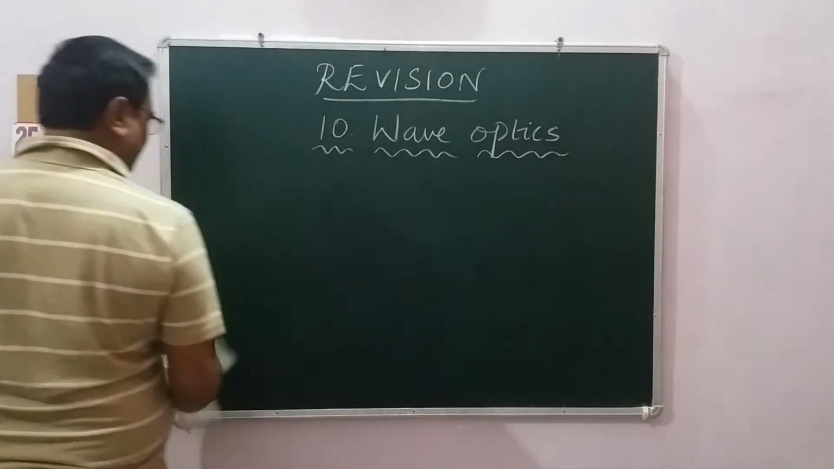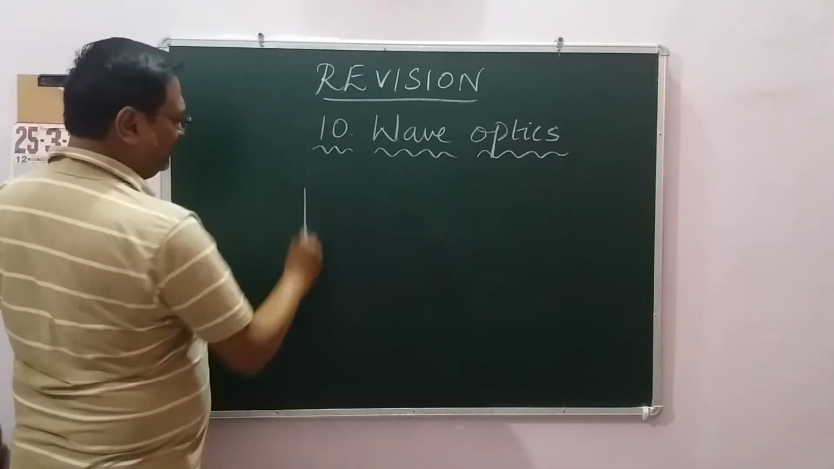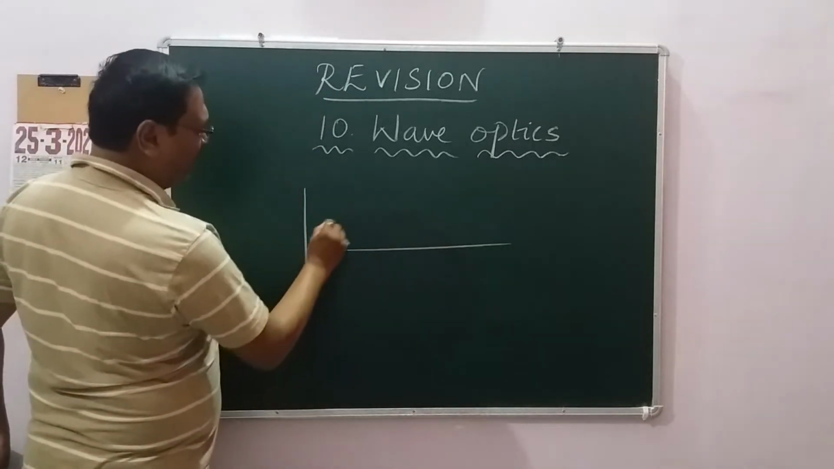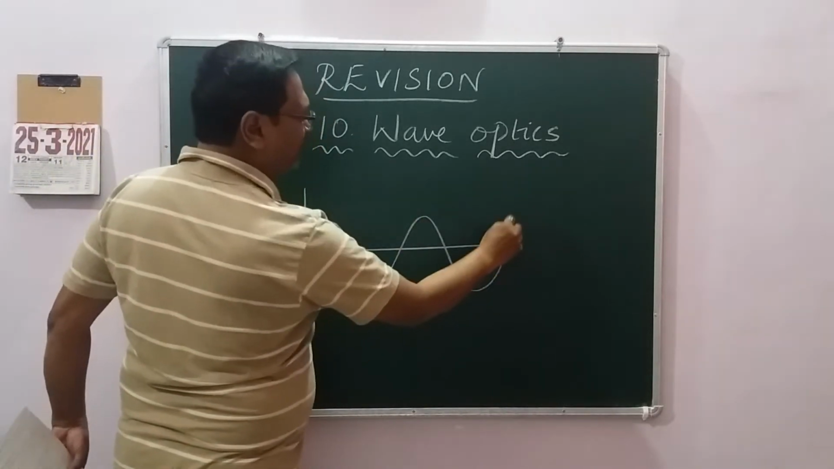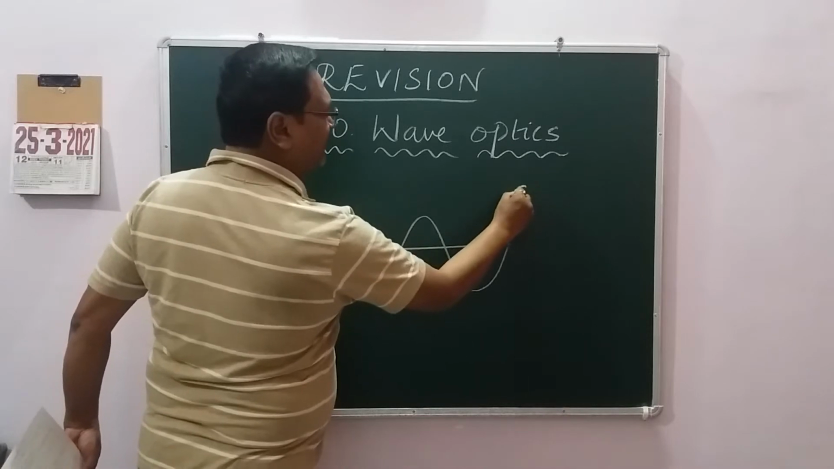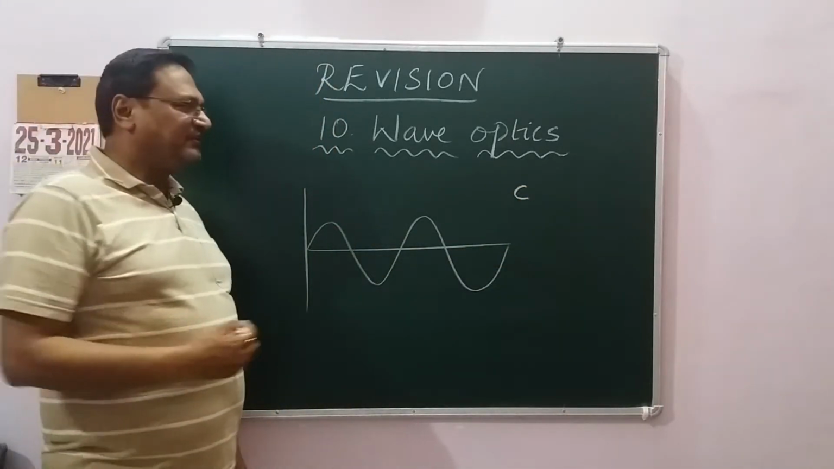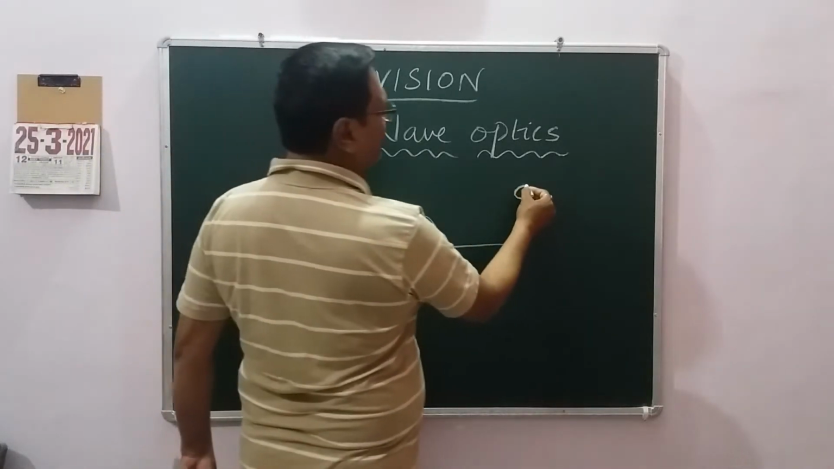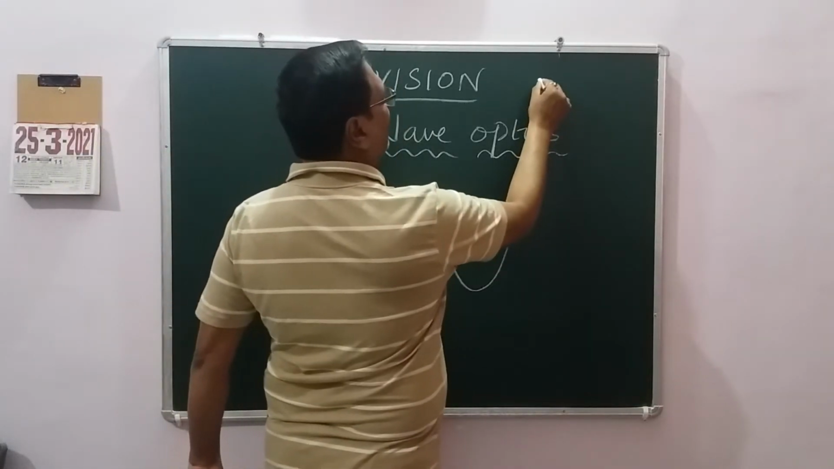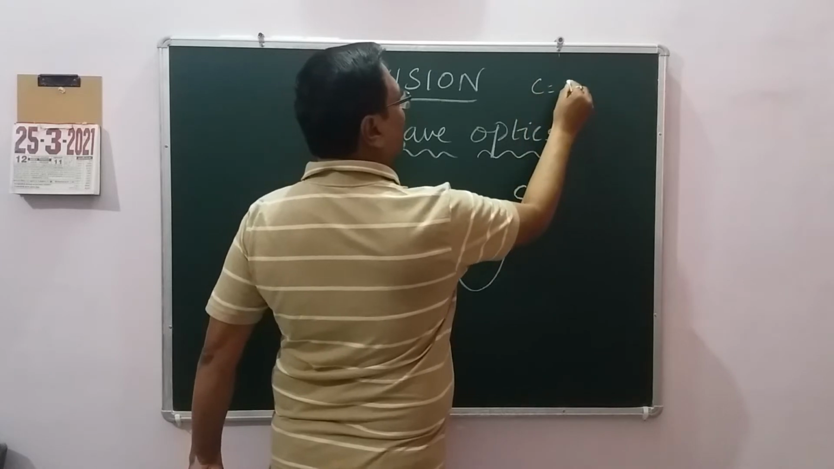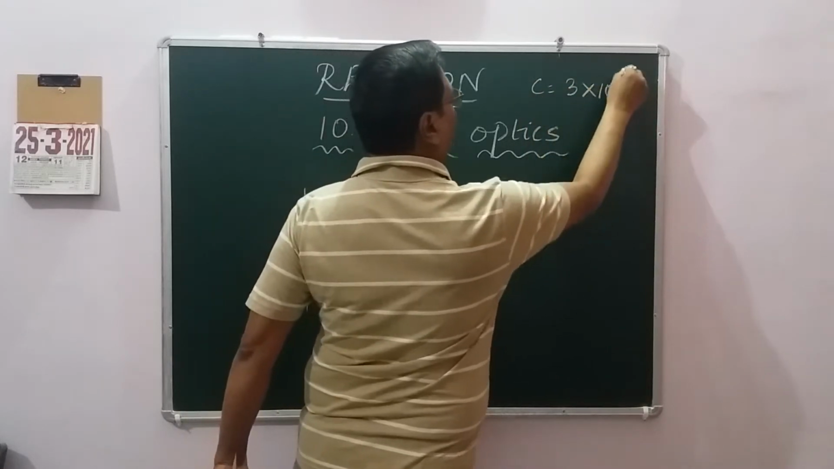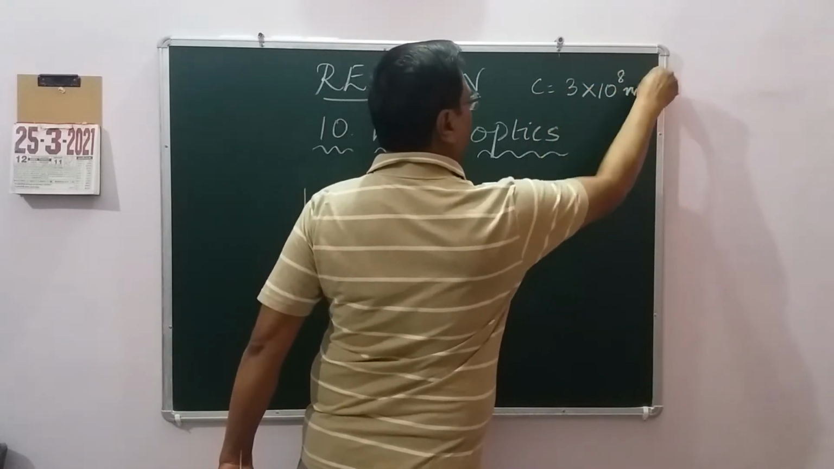First is, when we talk about a wave, we talk about the wave velocity, right? Wave velocity we call here c, because we are talking about light waves, and the velocity of light is usually referred to with c, and that is the velocity of light in vacuum. c is equal to 3 into 10 power 8 meter per second.